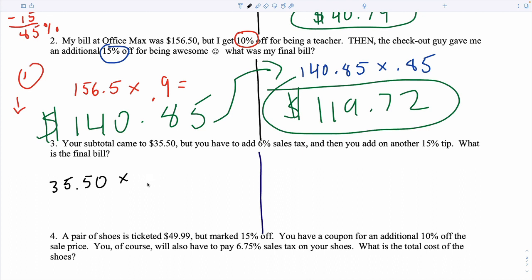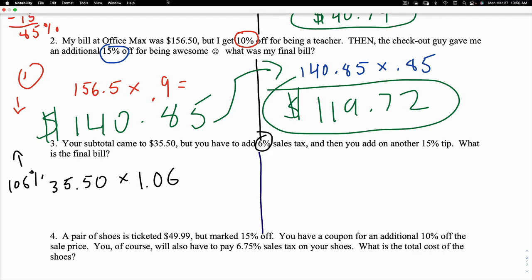You multiply and let's pause. It's a 6% sales tax, Jackson. What do I do with the 6% before I multiply? Add it to the 100. Good. So it's 106%. Jackson, what's my decimal? 1.06, I think. Nice. Okay, now we're ready to multiply. Make sure that you're adding it before you take the 6%. What's 35.50 times 1.06?